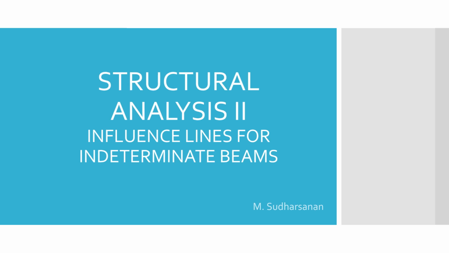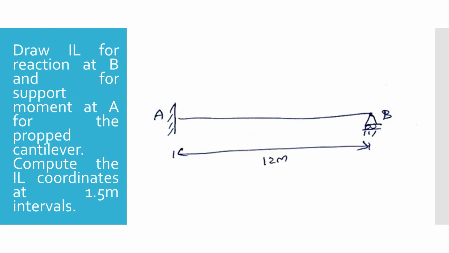Welcome back to this video on Structural Analysis 2. Today we will focus on determining influence lines for indeterminate beams. Our task is to draw the influence lines for the reaction at support B and the support moment at A for a propped cantilever. As we have computed influence line ordinates for reaction at B in last video, here we will also compute these coordinates at 1.5 meter intervals for support moment at A.